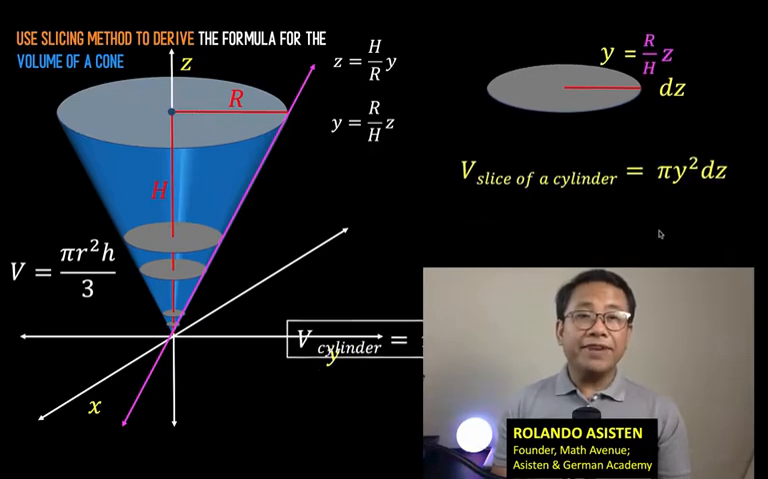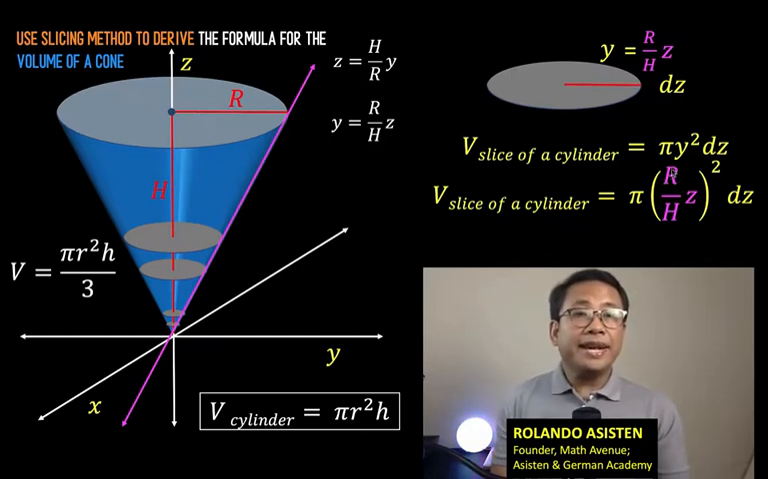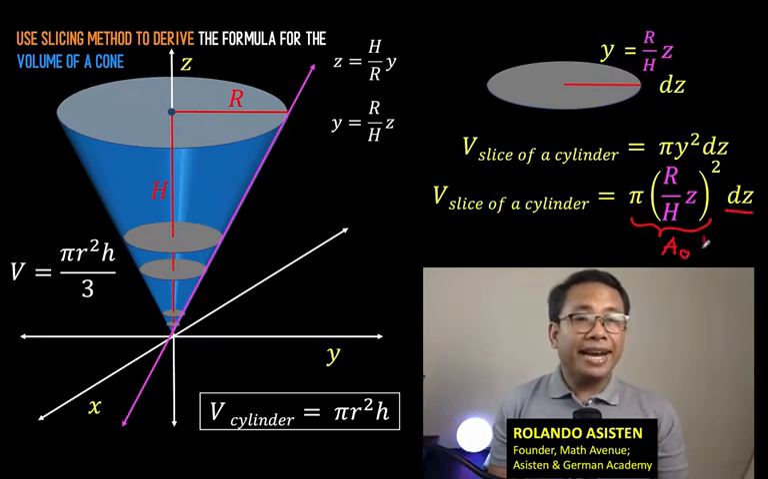So substituting that value to y, we now have this equation. The volume of this circular disc now is pi times the radius squared times height, where the radius is R over H z, then we square it. The height of this thin disc is the infinitesimal dz. Notice now that this part of the equation is the area of the circular base, and this dz is the height of this disc. So at this point, what we know is just the volume of one disc. And there are infinitely many discs that we can cut from this cone, and we would like to sum up the volumes of all those discs.